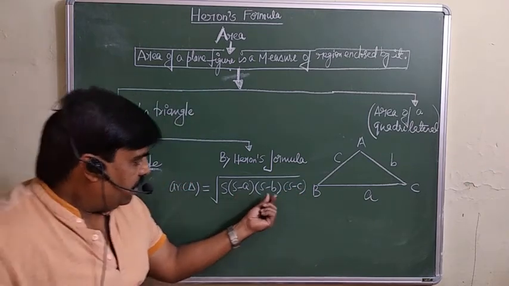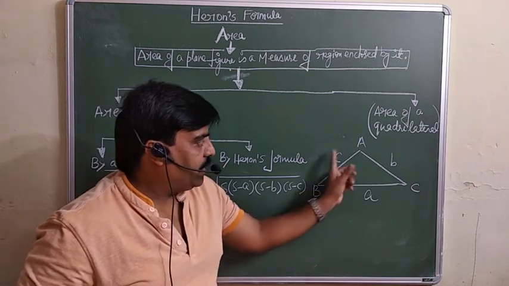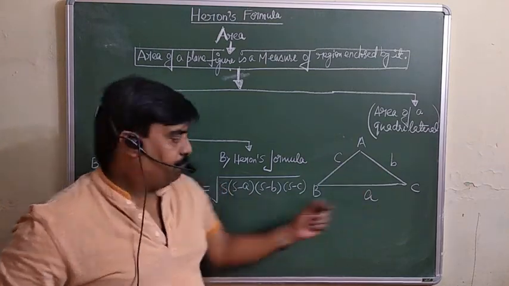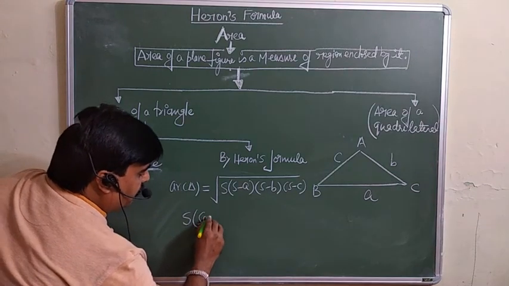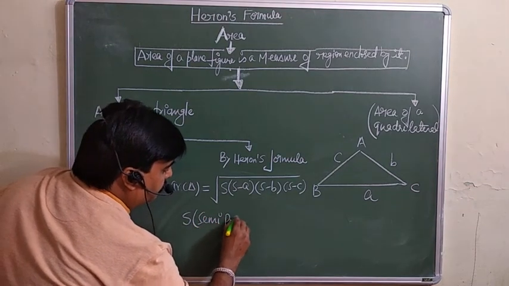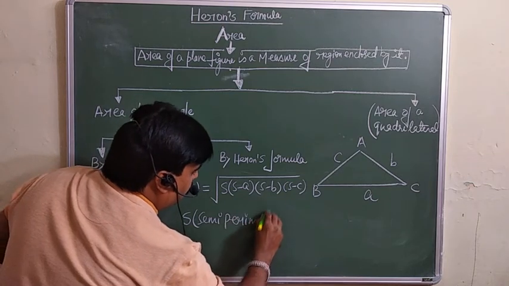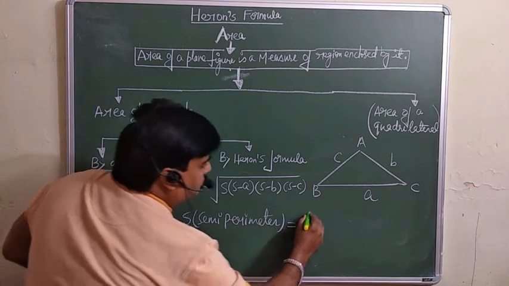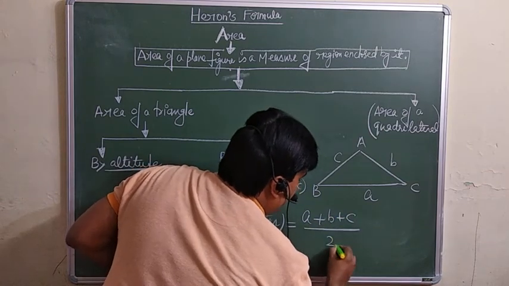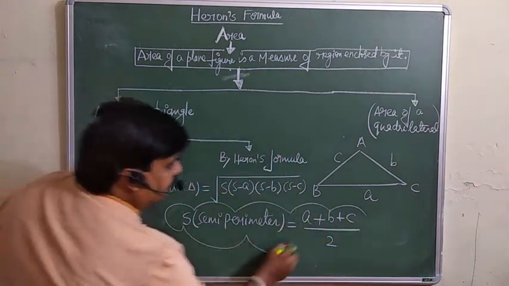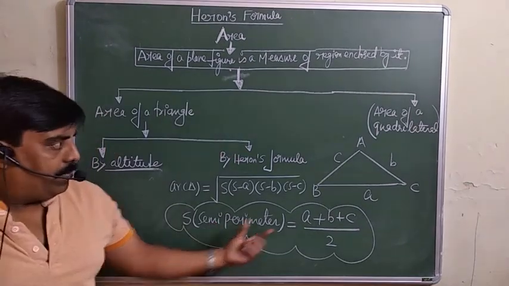Where this A, B, C, what are they? These are the sides of this triangle. What is S? S is the semi-perimeter. That is equal to A plus B plus C by 2. So this S is nothing else, it is the semi-perimeter of the triangle.